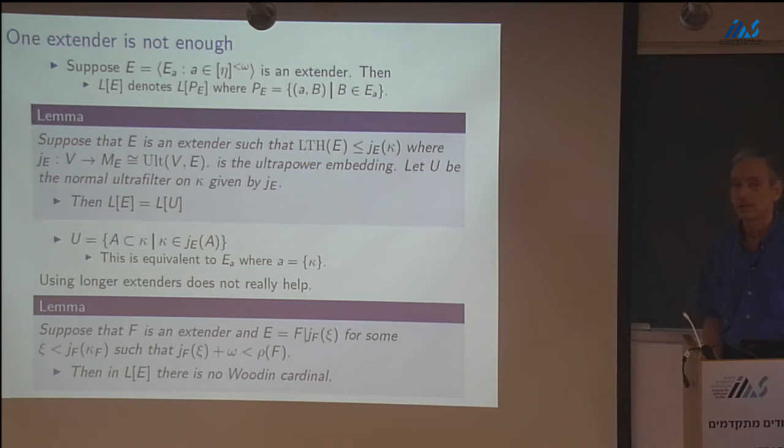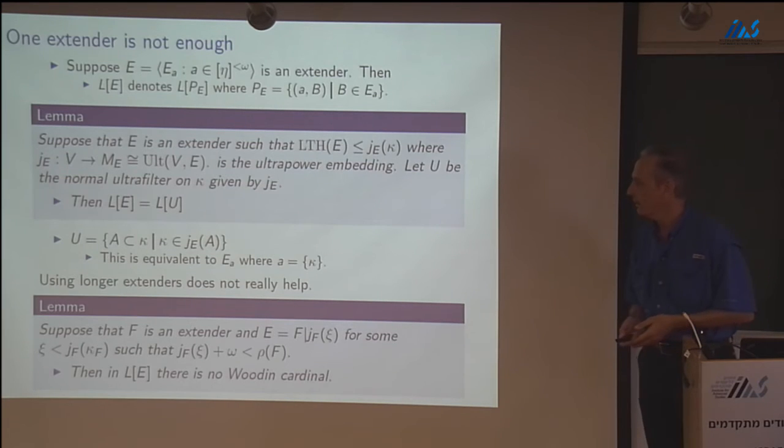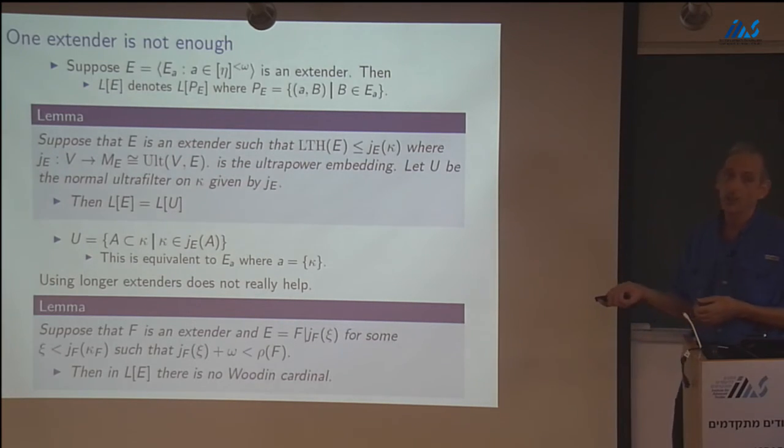in L of E there's no Woodin cardinal. In fact, there's no inner model of a Woodin cardinal. So you can't get very far into the large cardinal hierarchy constructing even from long extenders.